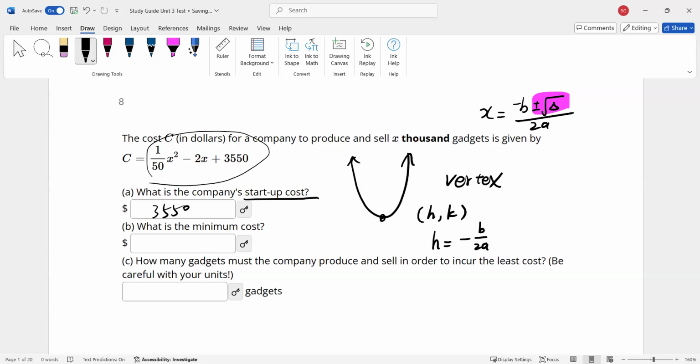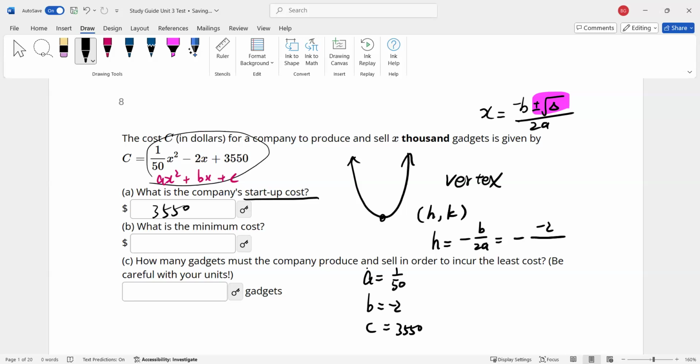And then I think I'm gonna use this method just to speed it up. And we know, I'm gonna write the standard form ax squared plus bx plus c here. So we know a equals 1 over 50, b equals negative 2, c equals 3550. And we only need a and b, we don't even need c. So plugging in, we have b equals negative 2.